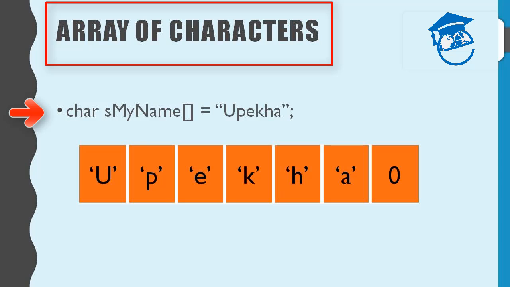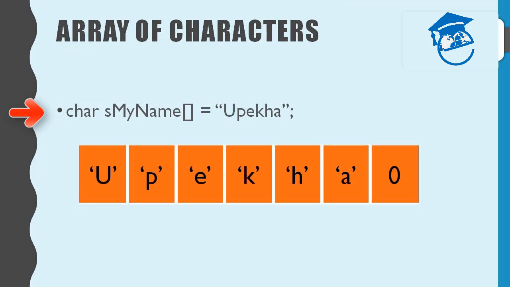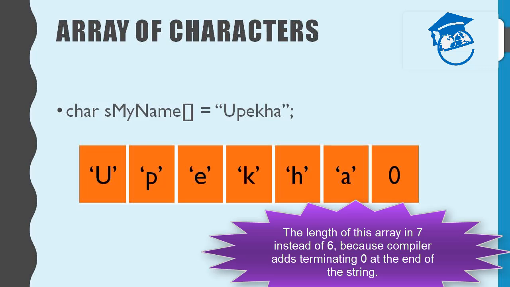Now, rather than initializing character by character as we previously did, an array of chars can be initialized with a string literal. Take a look at this code line. Here I initialize the whole string without the curly braces. Now there is a problem with this method. If we count the characters, it has 6 characters, but the length of this array would be 7. That is because the compiler adds a terminating 0 at the end of a string literal.